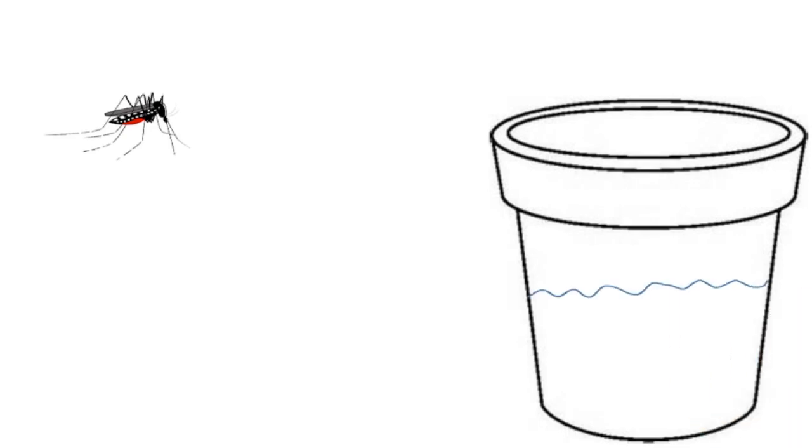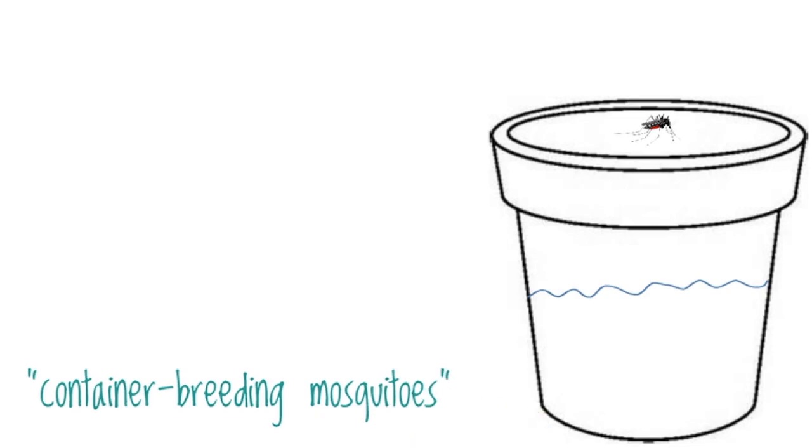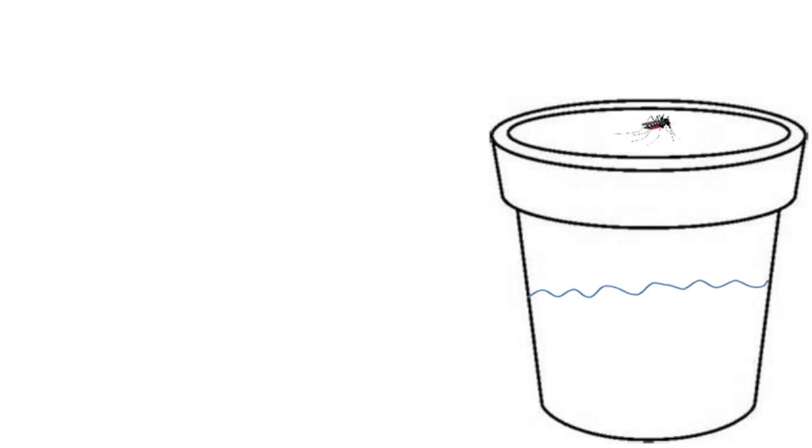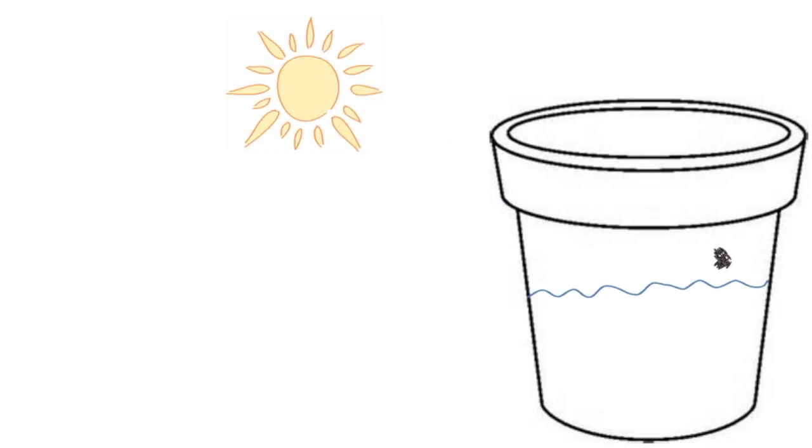This container is either going to be a natural or man-made object that's able to hold a little water. It can even be as small as a bottle cap. Since Asian tiger mosquitoes like to lay their eggs in man-made containers, we call them container breeding mosquitoes. They're very common in environments where people live, like your backyard, for example. Once the female finds a container she likes, she'll go in and lay her eggs on the side of the container, just above the water line.